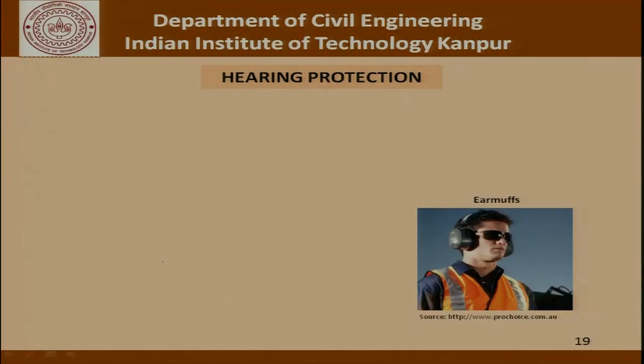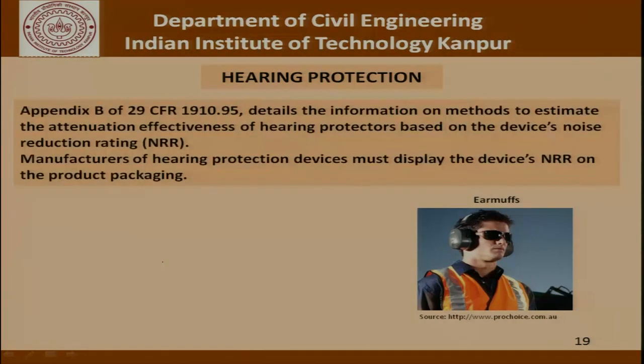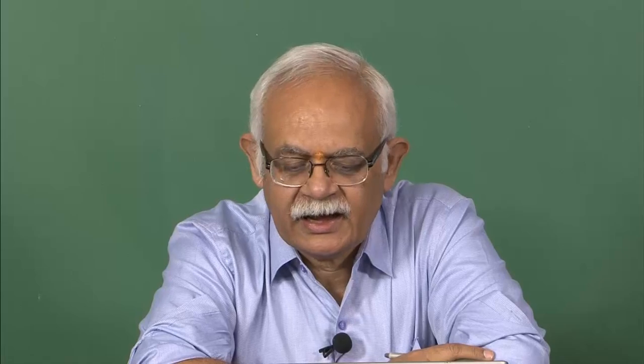Now this is the earmuffs for hearing protection, and Appendix B of 29 CFR 1910.95 details the information on methods to estimate the attenuation effective of hearing protectors based on the device's noise reduction ratio or the noise reduction rating. Manufacturers of hearing protection devices must display the device's NRR on their product packaging. So these are the kind of stipulations that are made out when we are manufacturing the PPE and somebody is buying them.